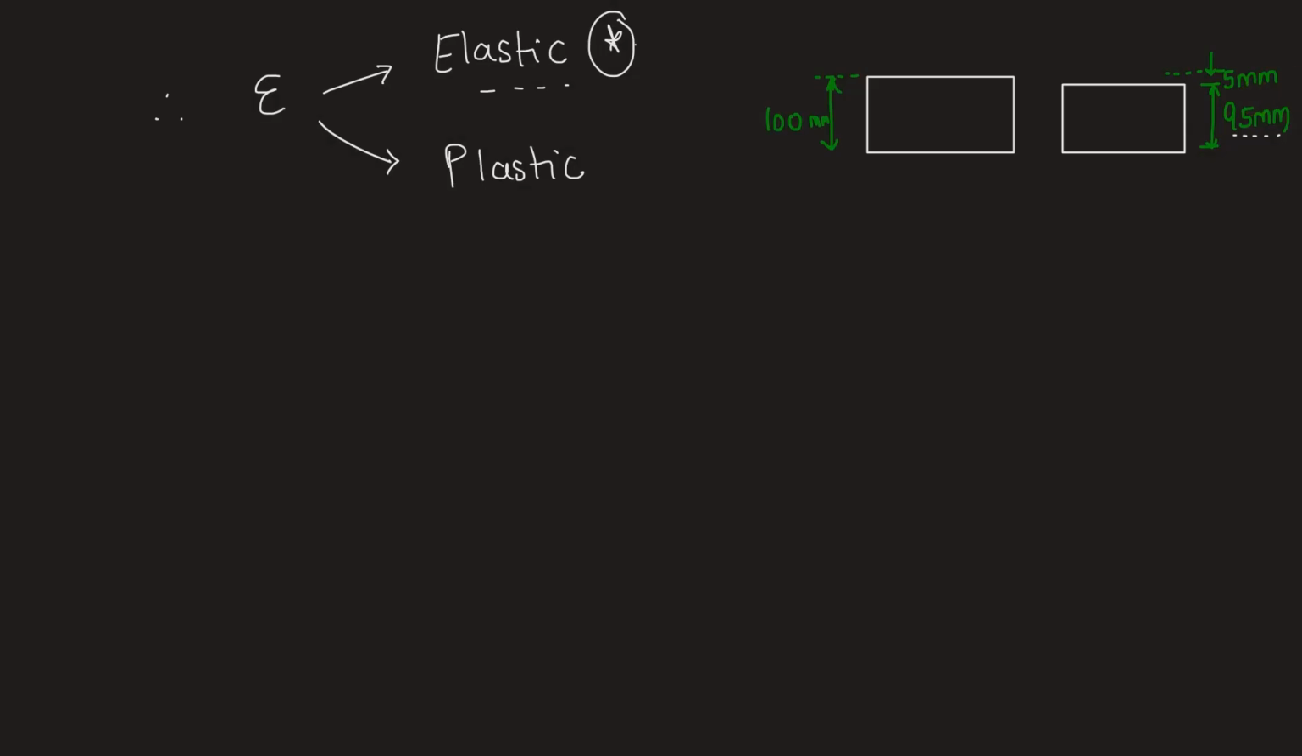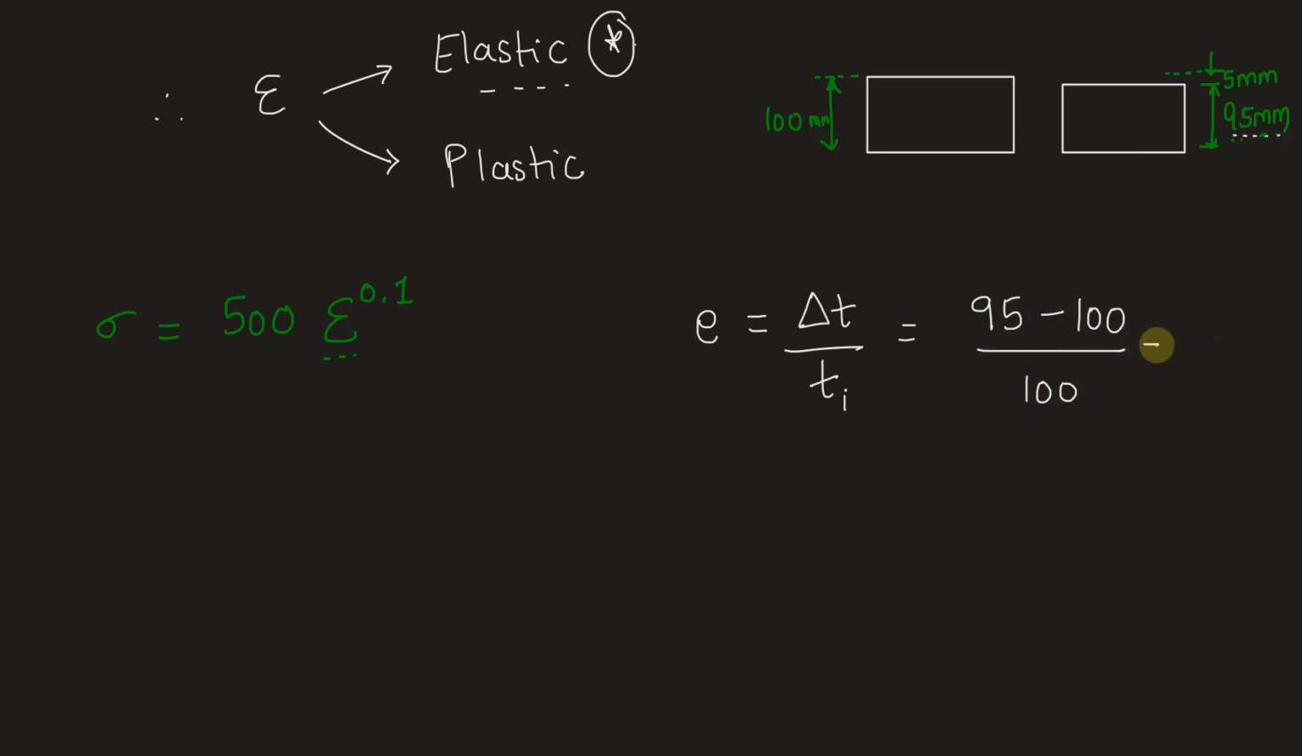Let's solve this. So first we will find out how much is the stress in the material when it is being compressed to 95 millimeters. For that we will have to use the given flow stress equation, that is sigma is equal to 500 times the true strain raised to 0.1. This is the true strain. In order to find the true strain, first we'll find the engineering strain, e. So the engineering strain e is nothing but change in thickness divided by the original thickness. Change in thickness is 95, the new thickness, minus the original thickness 100, divided by 100. So this gives us minus 0.05.